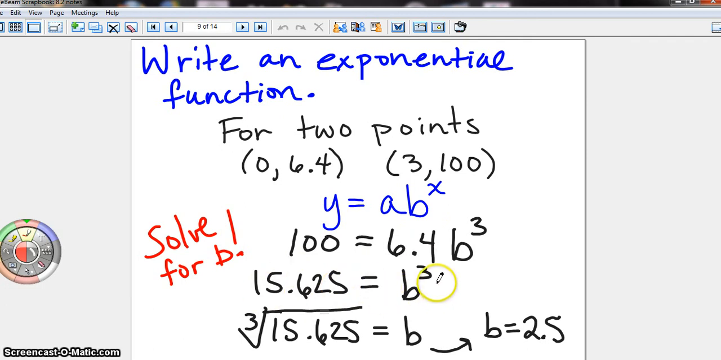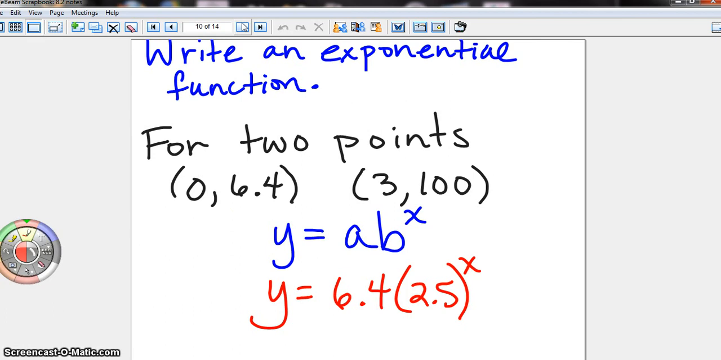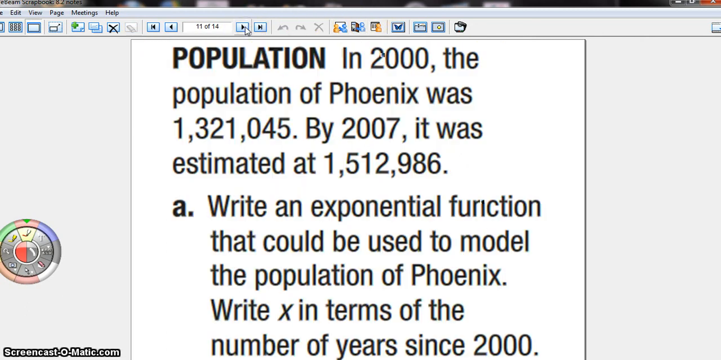And here's where I need to get rid of the 3rd power. So I have done a 3rd root. I've already done a 3rd root here. So doing a 3rd root of b to the 3rd cancels it out and leaves me with only b. So if you were to type this into the calculator, which we will review, and do a 3rd root of 15.625, you get 2.5. And so rewriting that, we want an equation in terms of y and x. So I want my initial y value and then my growth constant, which we just found, 2.5, and put it in terms of x.